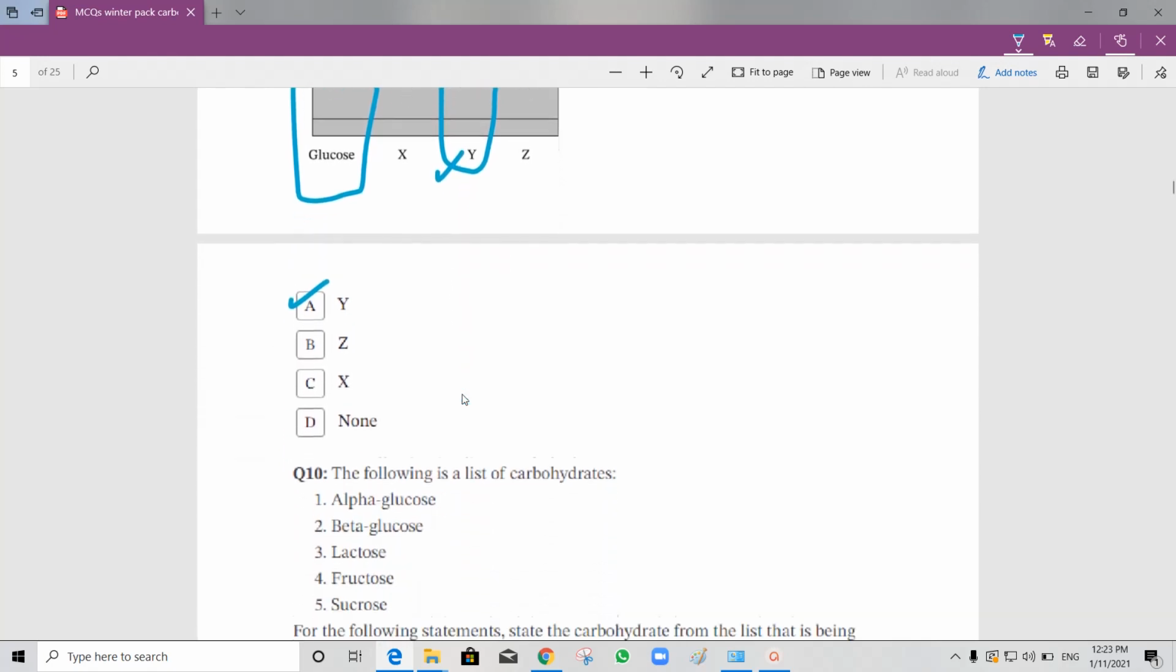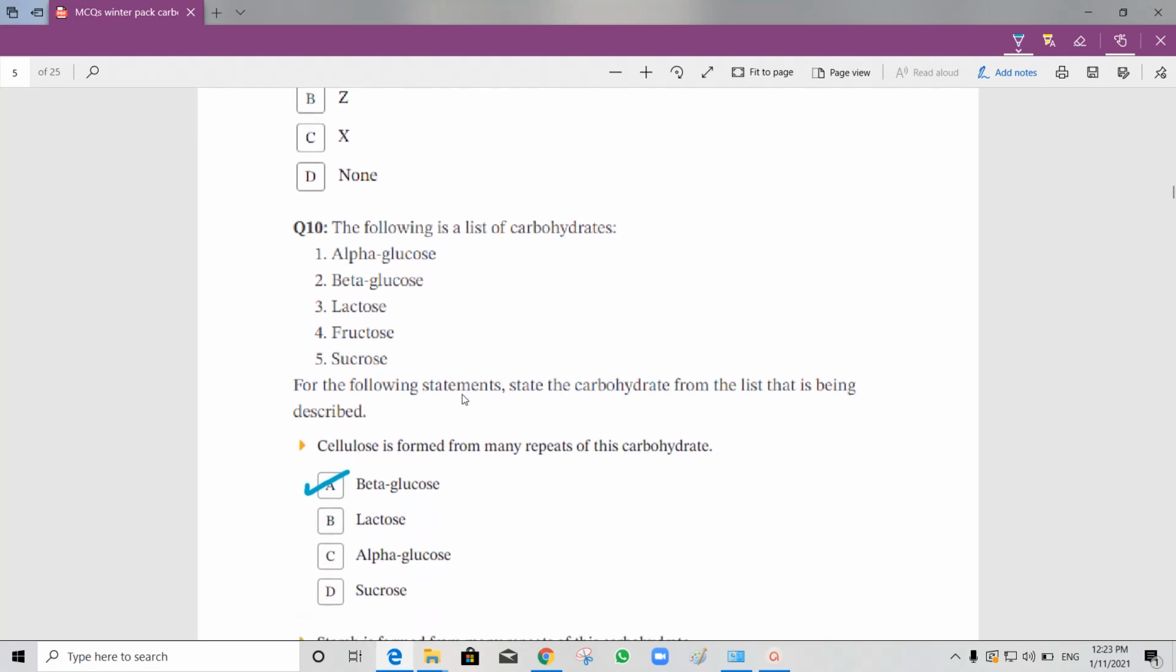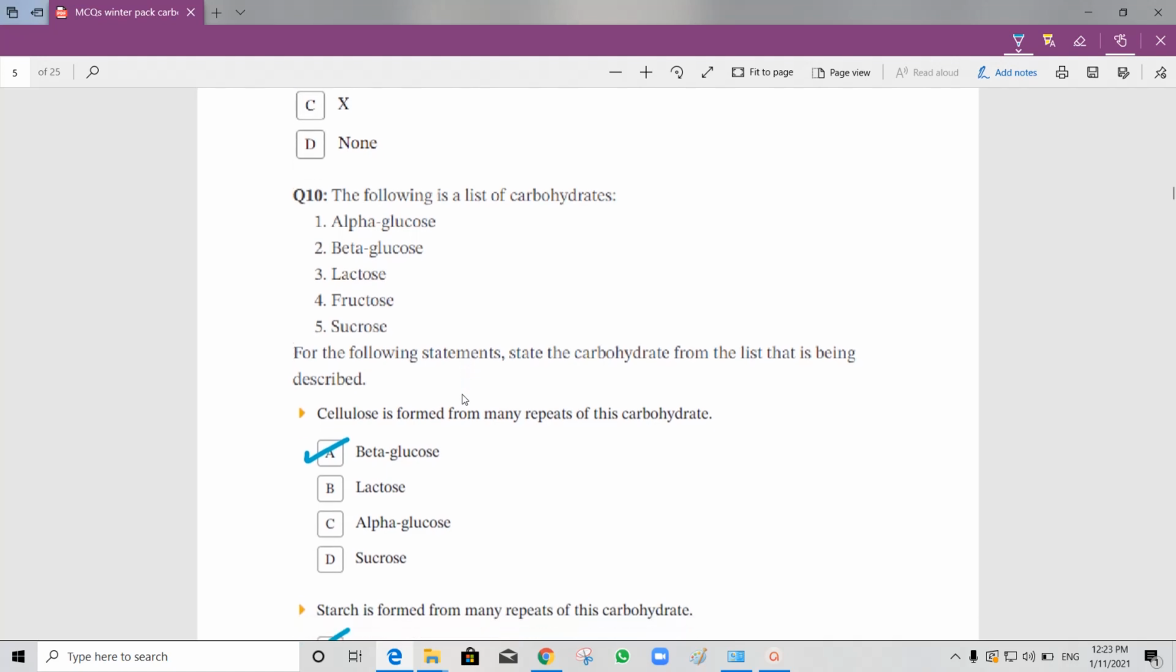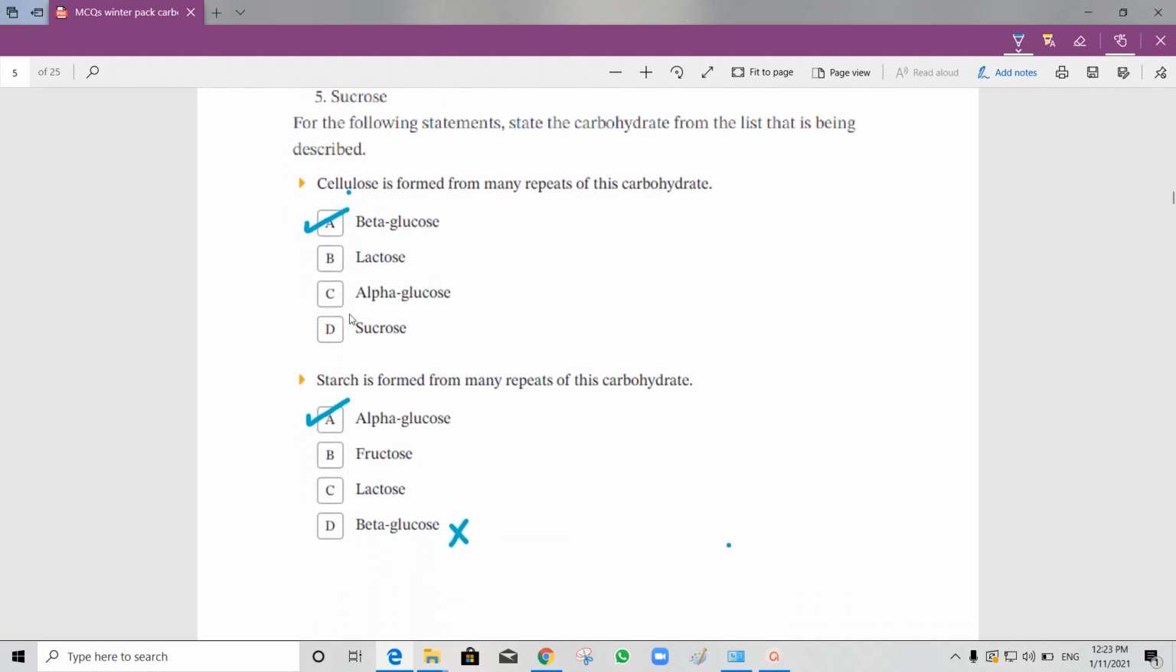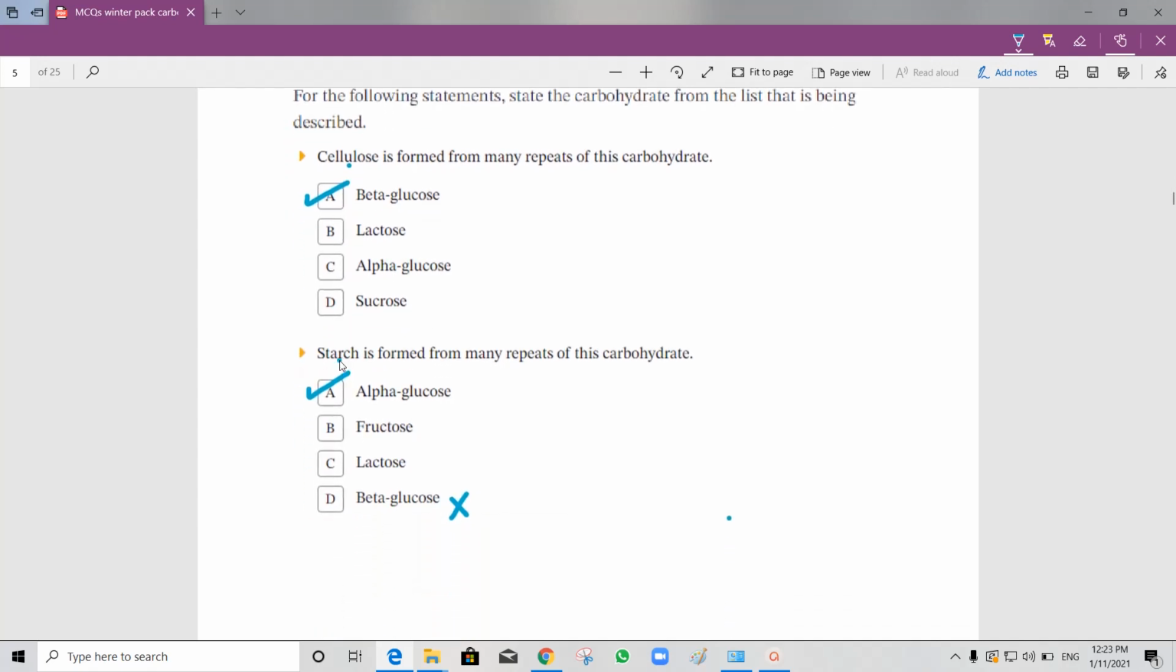The following is a list of carbohydrates: alpha glucose, beta glucose, lactose, fructose, and sucrose. This is what we have solved, by the way, in the session. For the following statement, state the carbohydrate from the list that is being described. Here, cellulose is formed by what? Beta glucose. On the other hand, starch is formed by alpha glucose.